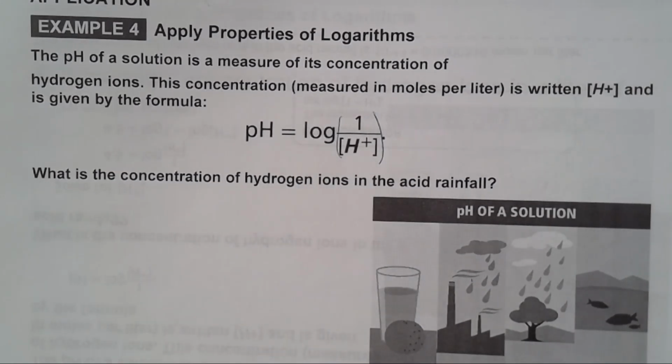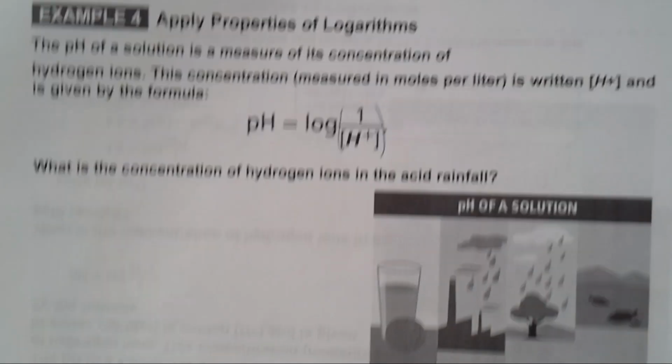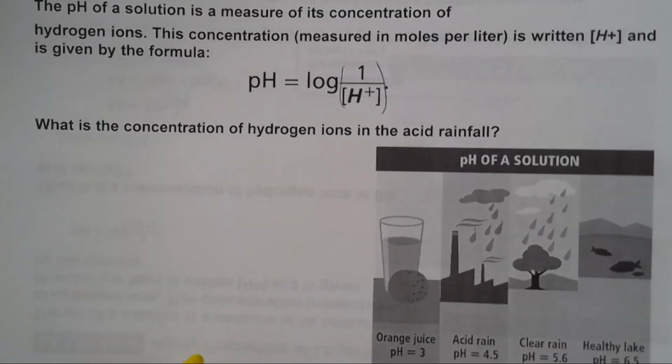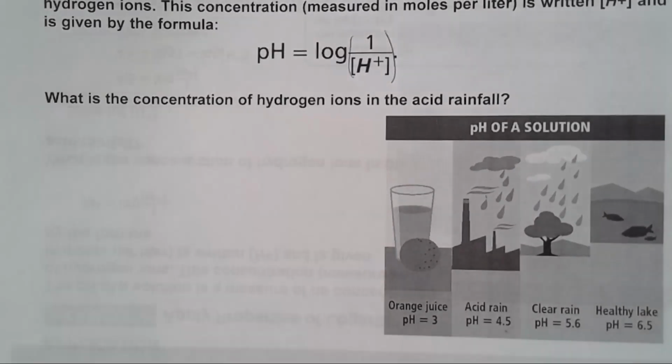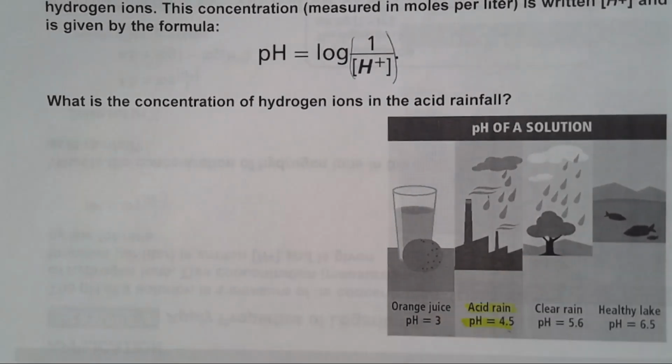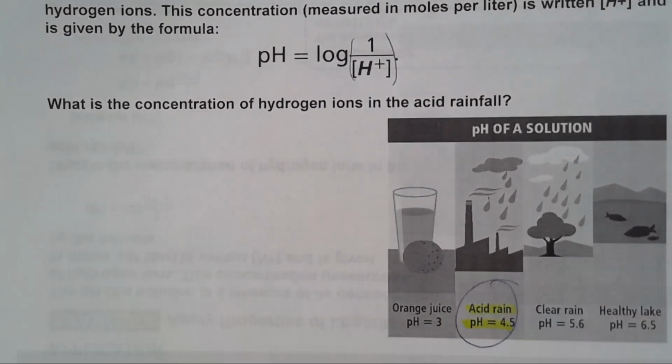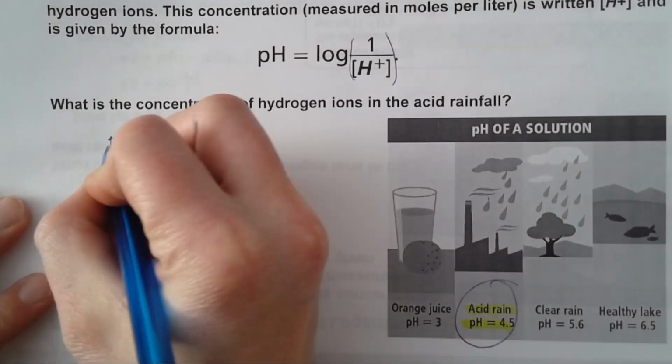So concentration of the hydrogen, that's this H+, is what we're trying to find. So we got acid rain, we got a pH of 4.5. And so we're going to use this one, right? And so I'm going to bring this formula down.